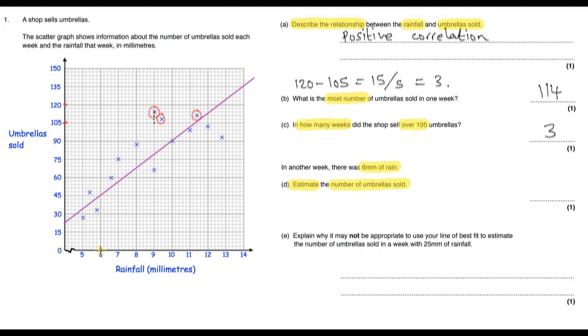And now what we can do is go along to 6 millimeters and then go up until we hit the line. It looks like on my line I get exactly that point there. And then if we go along, that corresponds to 45 umbrellas.